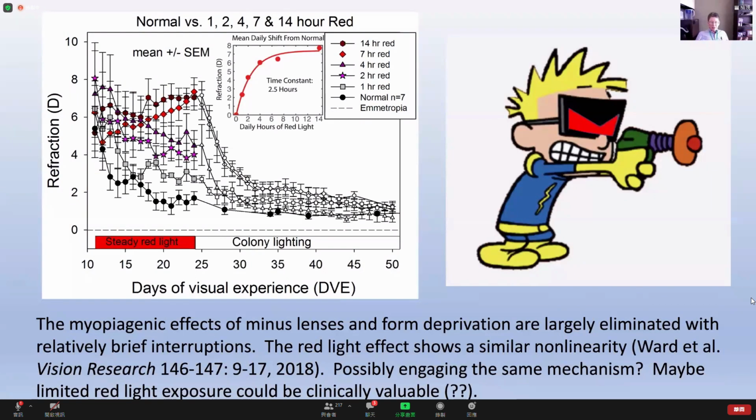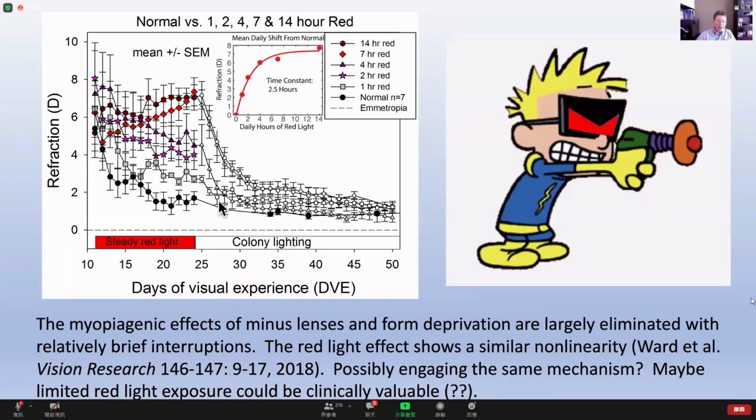Now, the two main things that can make animals myopic, wearing minus lenses and form deprivation, are largely eliminated with relatively brief interruptions. If an animal wears a minus lens or a form diffuser for 10 hours a day and you take it off for 2 hours, you basically cancel the effect and you have normal emmetropization. The red light effect seems to show a similar nonlinearity.